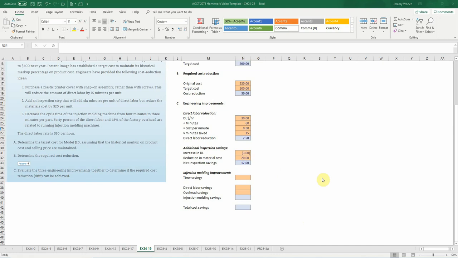All right, and so the third one is they're going to decrease the cycle time from 4 minutes down to 3. So the time savings is they're going to save 1 out of 4, so 1/4 of the time. Let's get this to a percentage. There we go. So we're saving 25% by going from 4 minutes down to 3 minutes.